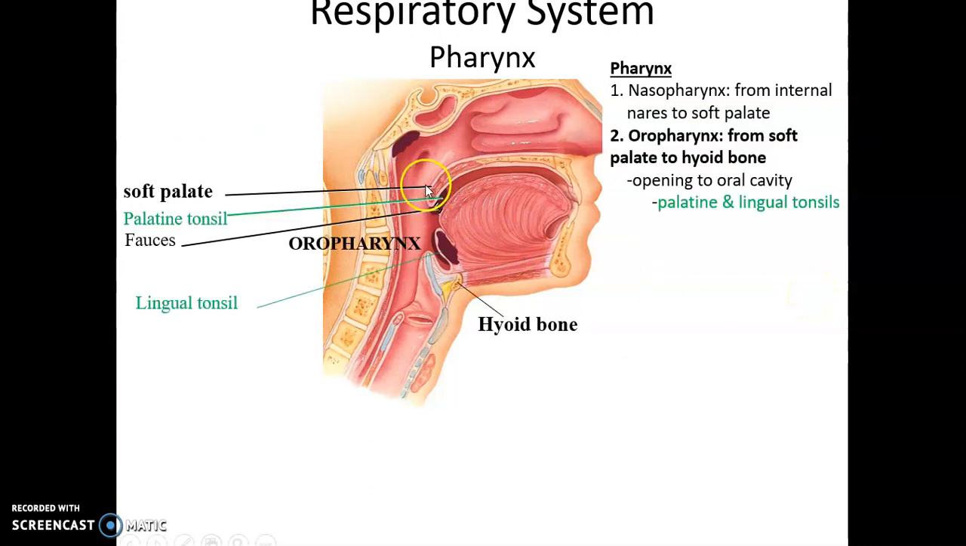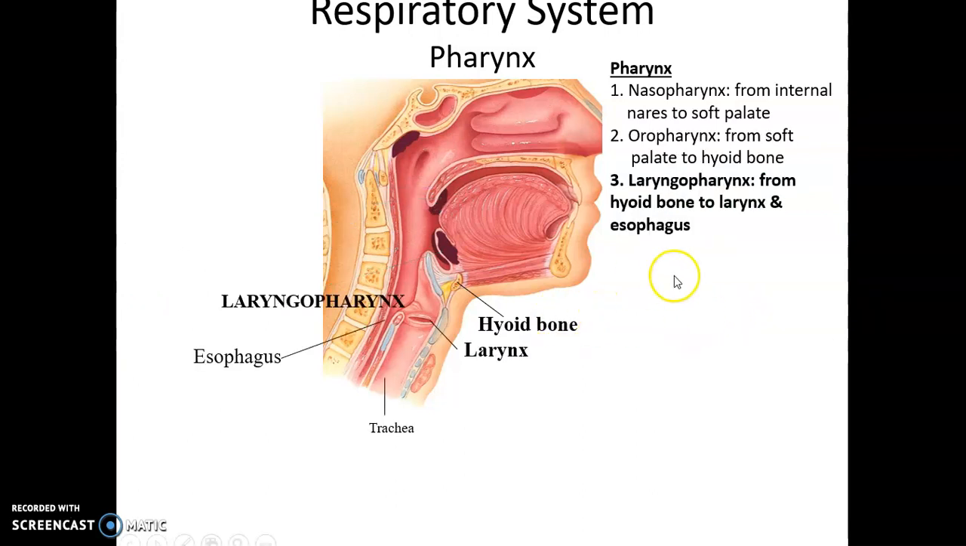The next region is the oropharynx. The oropharynx goes from the soft palate down to the hyoid bone. The oropharynx includes the opening for the oral cavity, and you can find the palatine tonsils and the lingual tonsils as part of the oropharynx.